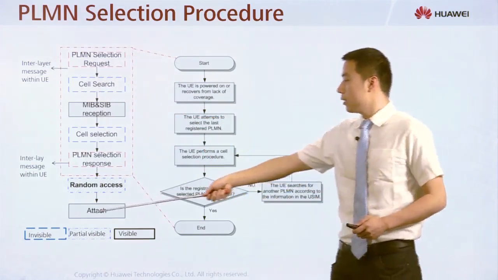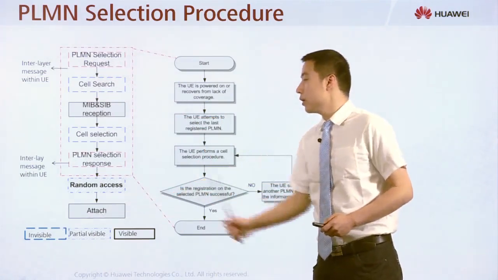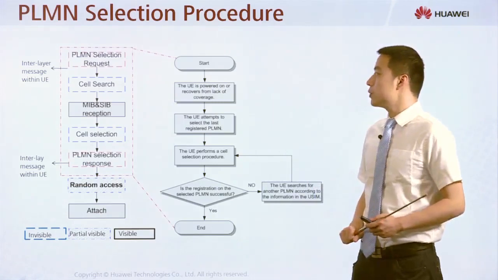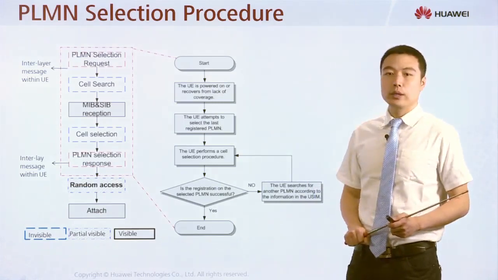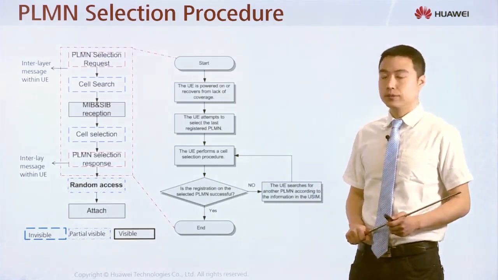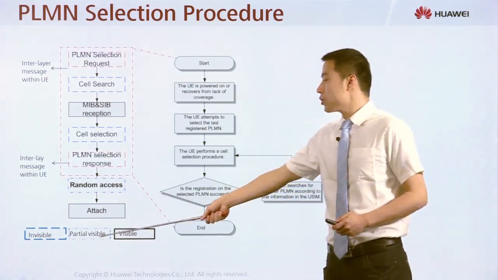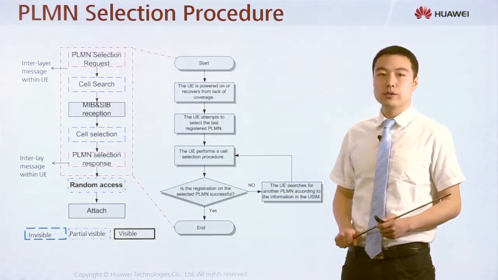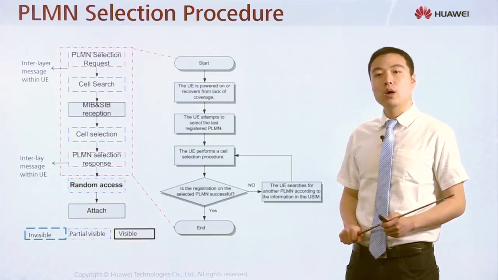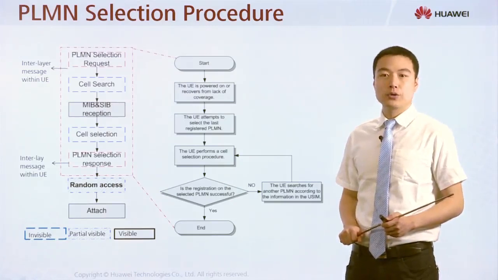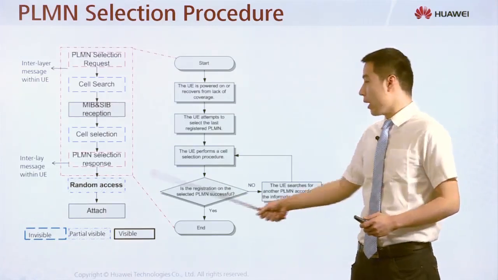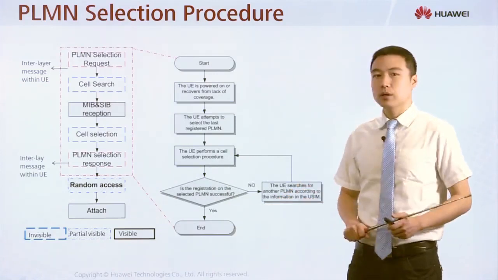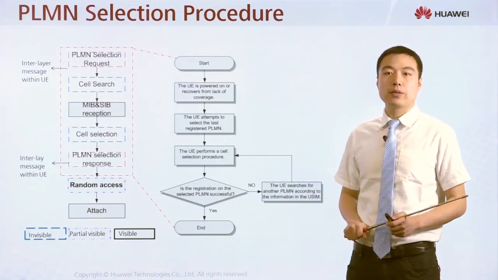Here, this circle means invisible message, which means the signaling we cannot trace from the network side. The partially visible means this message we can only trace at layer 2 of the UE. And the visible here means the signaling we can trace at layer 3.